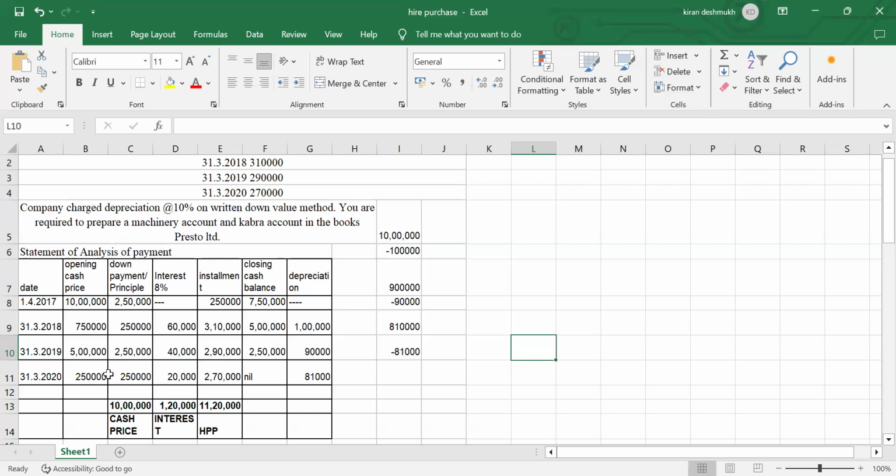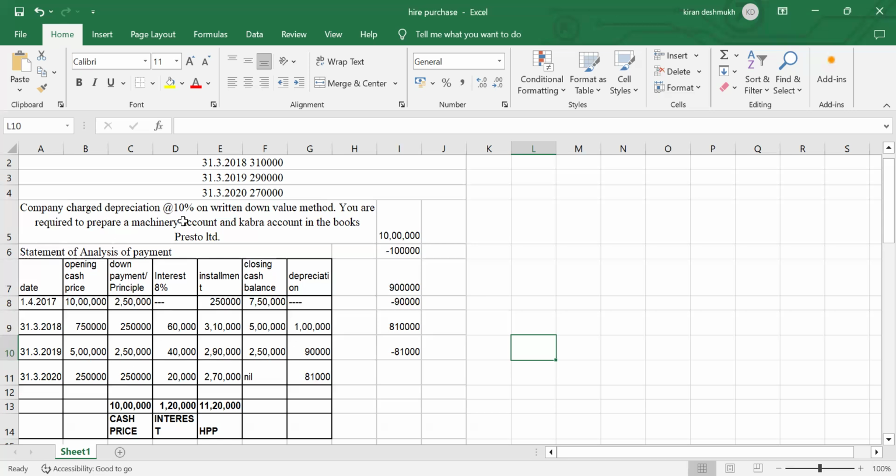This will become next balance on the opening date. On the balance 2,50,000, we will be calculating interest at the rate of 8%, which will be 20,000. So for the third year, installment amount is 2,70,000. So we are recording here 2,70,000 minus 20,000, balance will be 2,50,000. So like this, we have calculated interest. We have recorded installment. We have shown the principal amount over here.